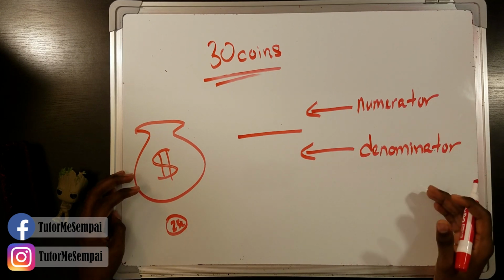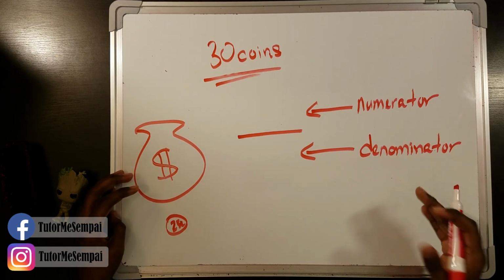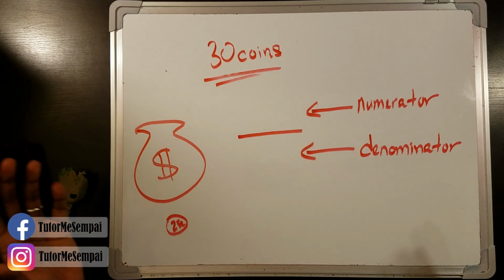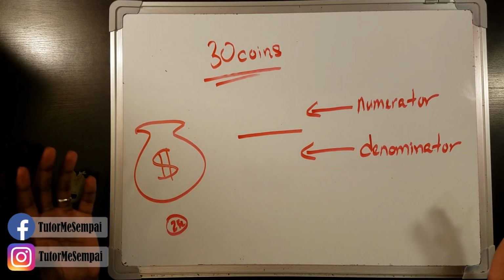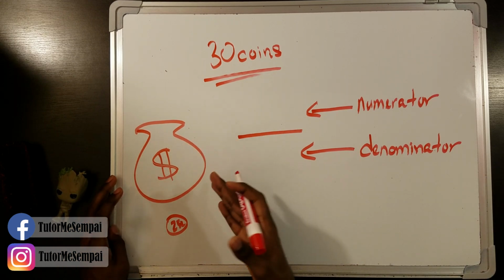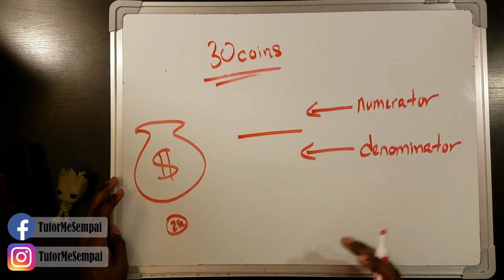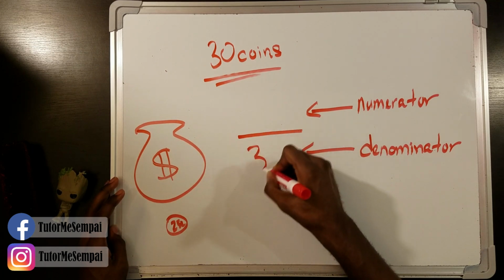Now what do these two things mean? Well, let's start with the denominator. The denominator is going to be the easiest one. That's just going to be the total number of what we're looking at, the total group. So in this case, if we're looking at the bag of money, how many coins we have, the total amount of coins will be our denominator. So we would write that here.